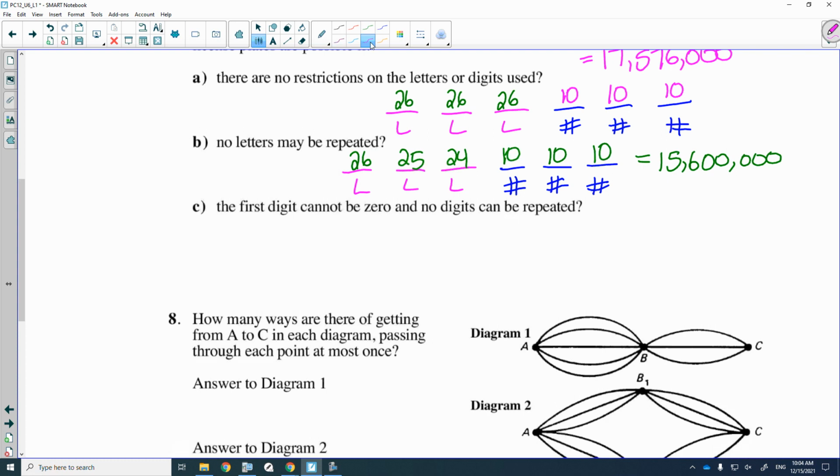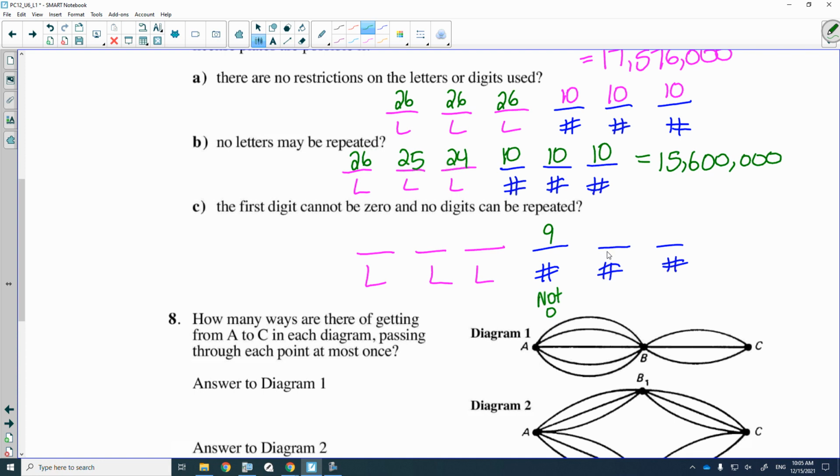The last one. Letter, letter, letter. Number, number, number. It says the first digit, so here's my digits, cannot be zero. So not zero. That leaves nine possible numbers to go there. And then it says no digits can be repeated. So zero's back in the game here, right? Because the restriction on zero is only for this first digit. So zero's back in the game here. I've got zero through nine that I could place.